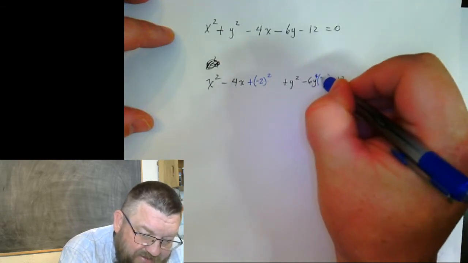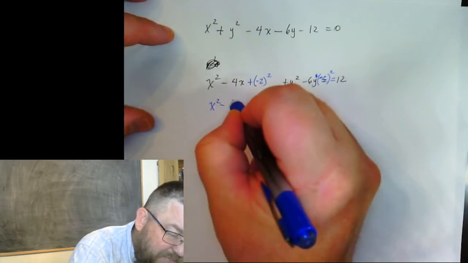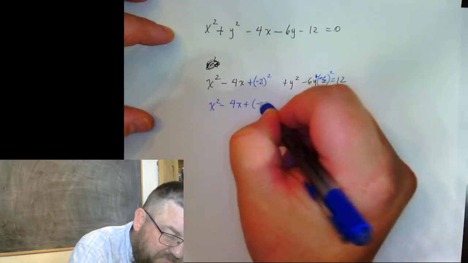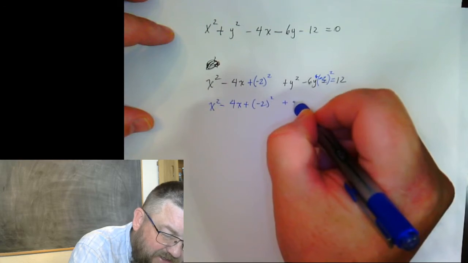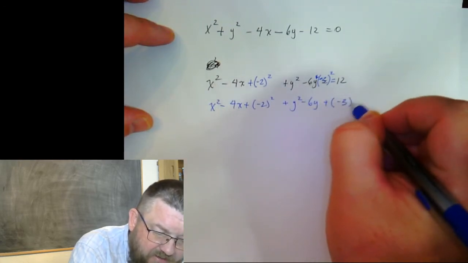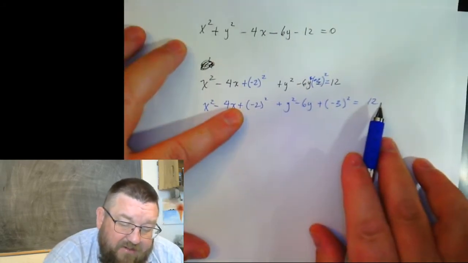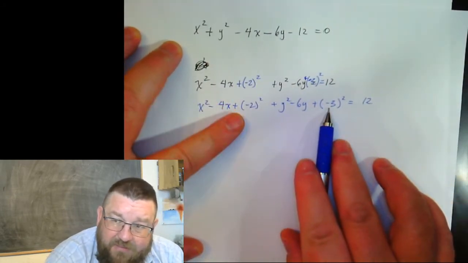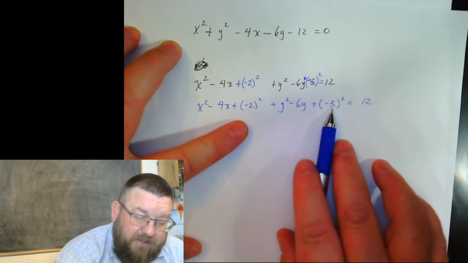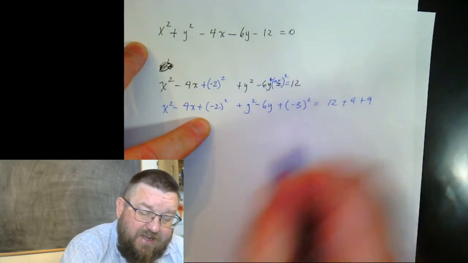So plus -3 squared. I'm going to rewrite that, okay? So I apologize for that being all nice and ugly. So here's what you should end up with. Okay, now what I haven't done yet is I haven't added these numbers to the other side. This number here and this number over here, right? I just did the completing of the square. Now, I have to add 4 and I have to add 9.